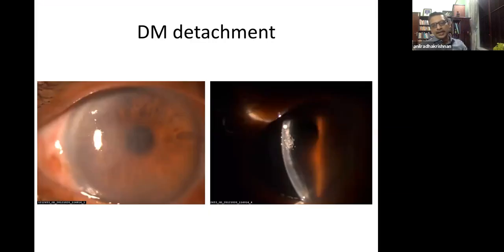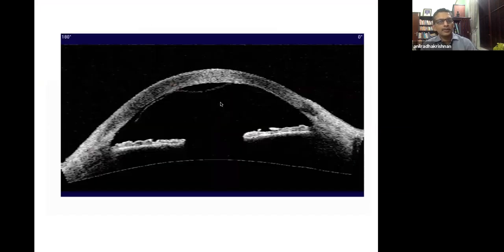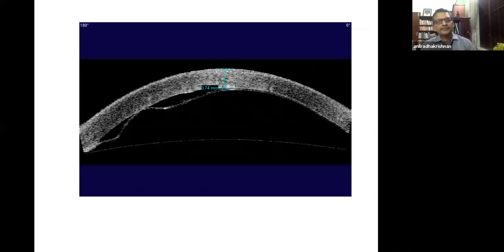I will basically be detailing the Visante Omni system, which I have more access to. This is a patient who has a DM detachment. There is no need for OCT to make this out; with a proper slit lamp examination you can make it out. But with OCT, you can actually demonstrate it to the patient. In this area, the DM is well attached and the cornea is thin. In this area, there is corneal edema and a membrane-like DM.